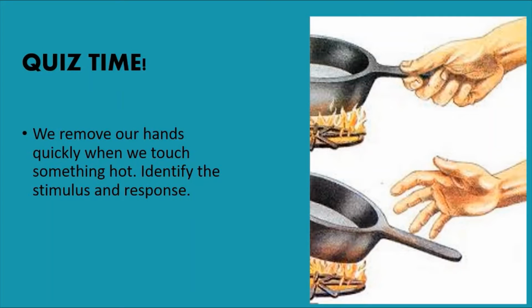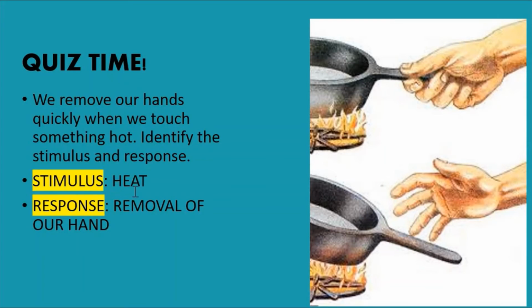It is time for a quiz. The question is, we remove our hands quickly when we touch something hot. Identify the stimulus and response in this action and reaction. So if you need time to think, you can pause the video before I give you the solution.